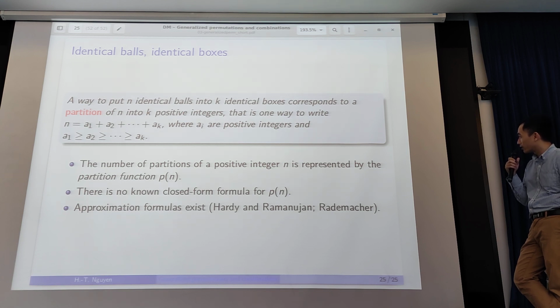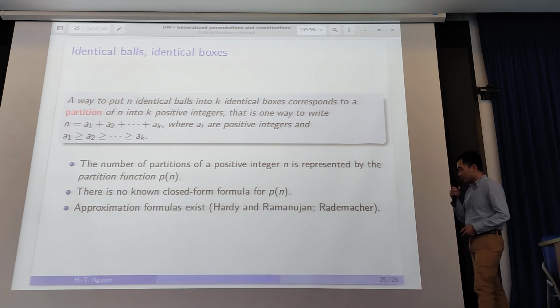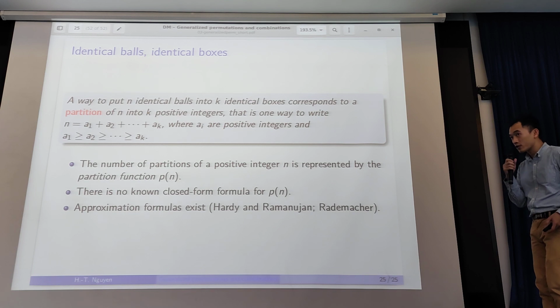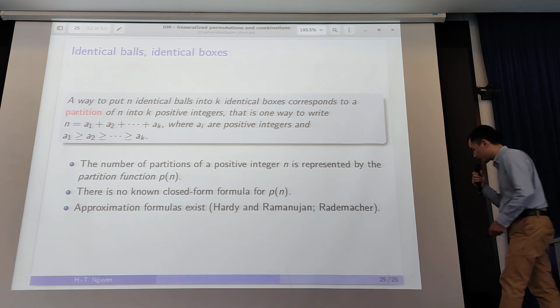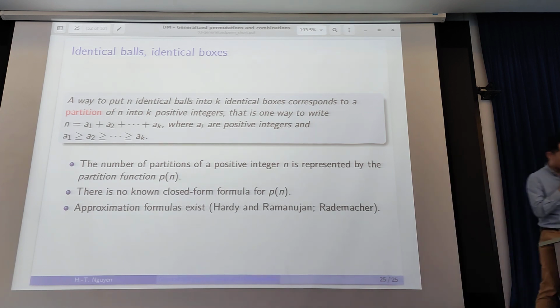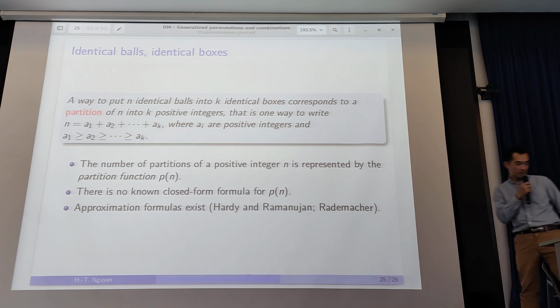So that's all about the partition function. We will not delve deeper into partition functions, because it is a very hard area of combinatorics. It's just for the general concept that we mention partitions and the names of these famous mathematicians here.